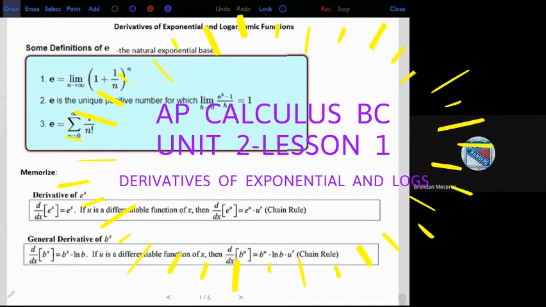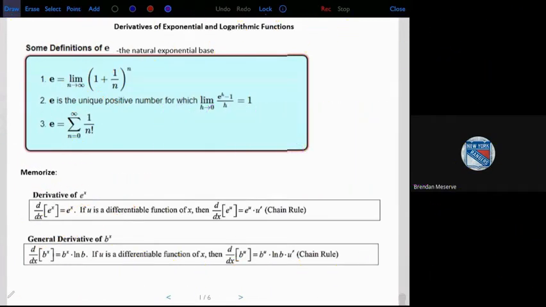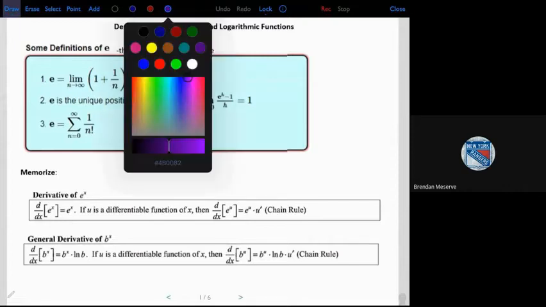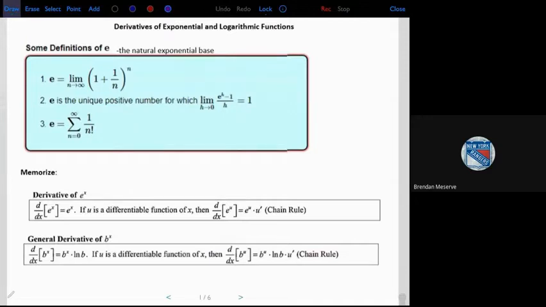Derivatives of exponential and logarithmic functions. So to start, I felt like it was good just to talk a little bit about the number e. The number e is the natural base for natural log and e to the x. It's an irrational number, just like pi.